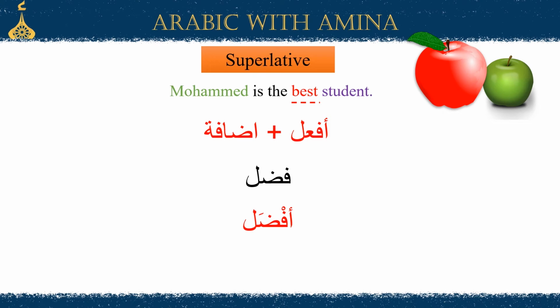Our annexation or إضافة here is student, which in Arabic is طالب. So أفضل طالب, best student. To finish the translation, محمد أفضل طالب. Muhammad is the best student. When we are using this form and we have an annexation added after our adjective, we do not use the definite particle al, or the.